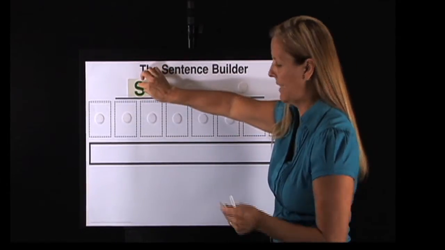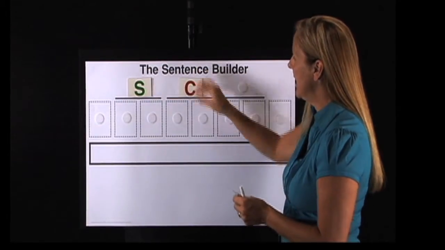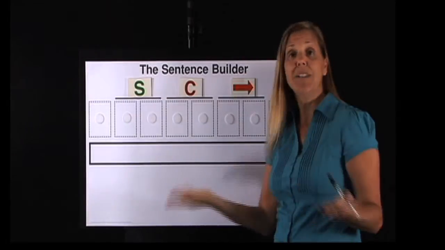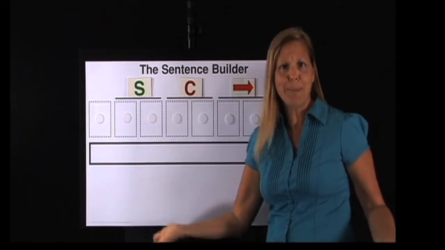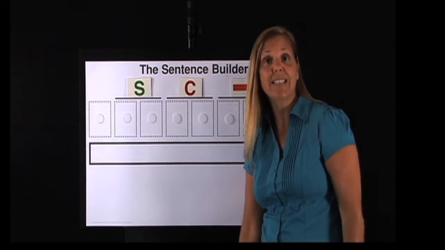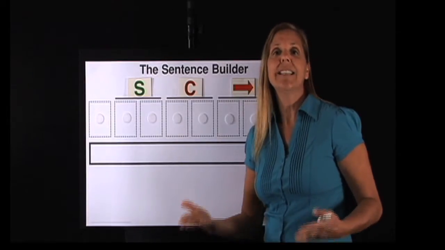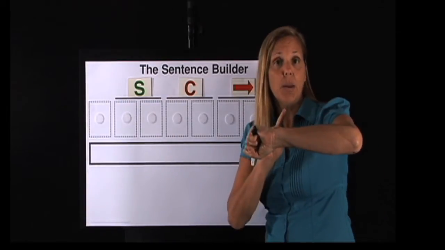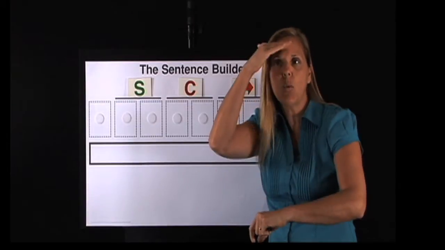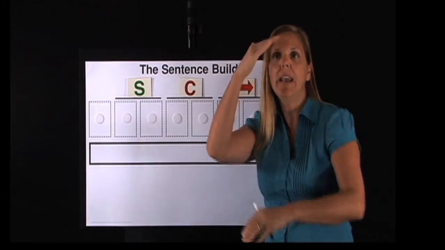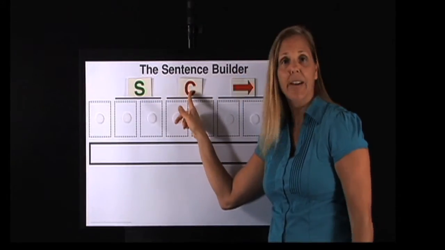It's S, C, arrow. I always have the kids go, what does that mean? The first letter, which is an S, stands for setting. S is setting. Setting tells us, and then we point to our wrist, when and where. What does setting tell us? When and where.